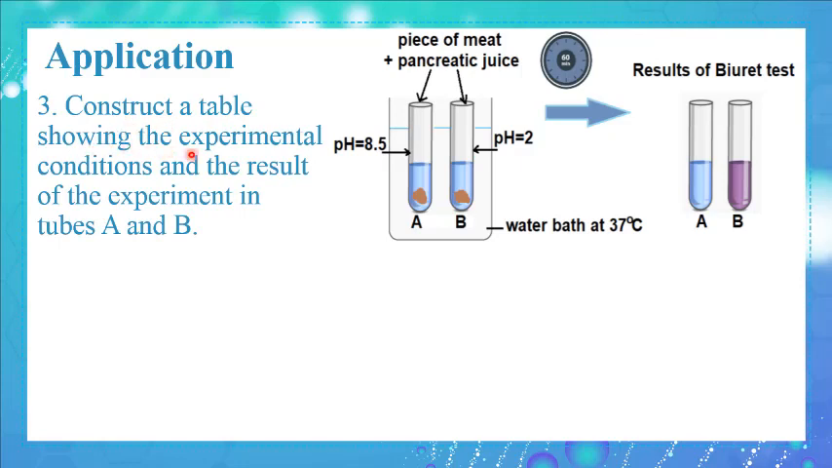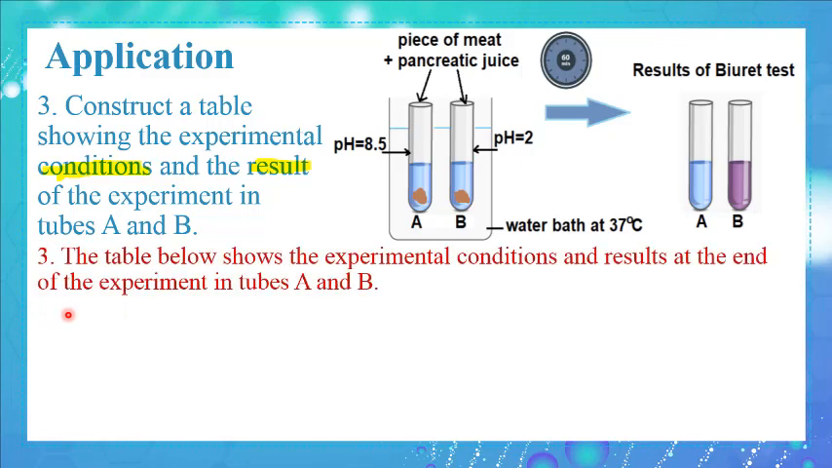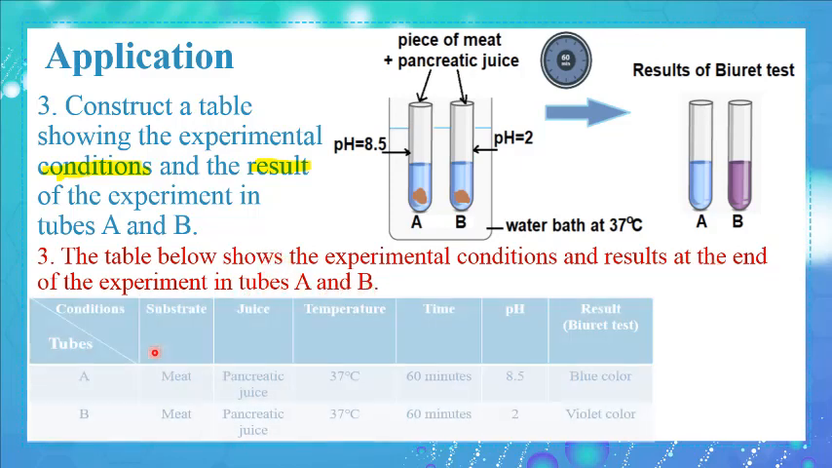Construct a table showing the experimental conditions and the result of the experiment in tubes A and B. In order to construct this table, you must mention all the conditions or all the variables which are found in the experiment and the results obtained from this experiment. The table below shows the experimental conditions and results at the end of the experiment in tubes A and B. This is the title of the table.